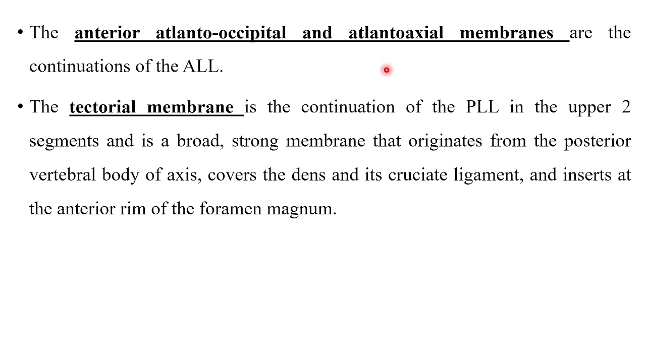The anterior atlanto-occipital and the anterior atlantoaxial membranes are the continuations of the anterior longitudinal ligament. And the tectorial membrane is the continuation of the posterior longitudinal ligament in the upper two segments and is a broad, strong membrane that originates from the posterior vertebral body of the axis, covers the dens and its cruciate ligament, and inserts at the anterior rim of the foramen magnum.